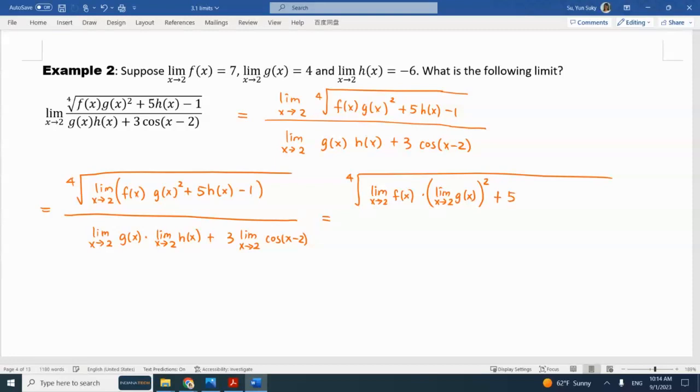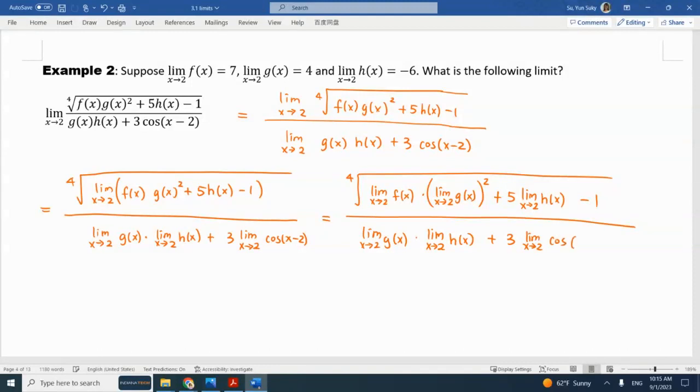And also plus 5, limit as x goes to 2 of h of x, and then minus 1. Okay, denominator. Let's just copy it. Okay, let's see. Now we're ready to plug in. So make sure you move all the limits inside. We're ready to plug in.